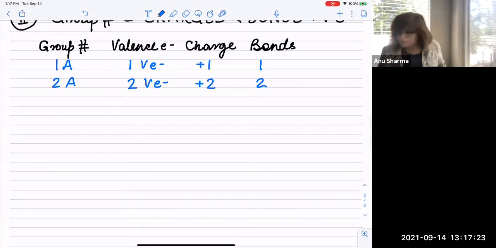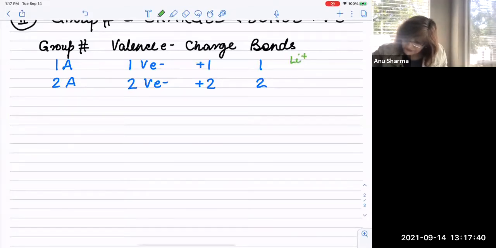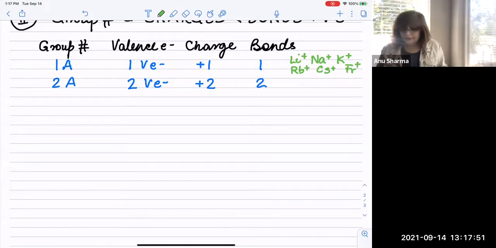Now, group 1A is lithium, sodium, potassium, rubidium, cesium, francium. So let's put this here in small. These are lithium, sodium, potassium, rubidium, cesium, and francium. So they will all have +1 charge.